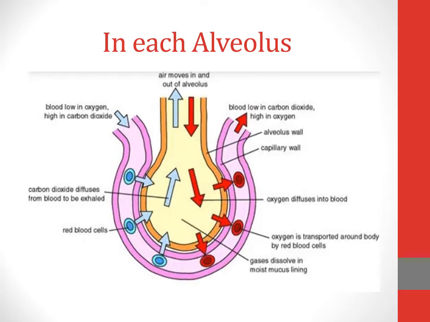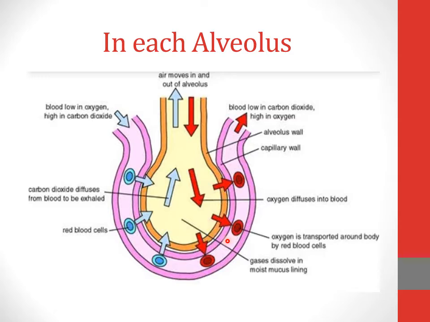Here is another document which shows that the air moves in and out of the alveolus. The blood found in the capillary around the alveolus is rich in carbon dioxide, which diffuses from the medium of high pressure to the medium of low pressure, that is from the blood into the alveolar sac. And the air here in the alveolus is rich in oxygen, and the blood in the capillary is poor in oxygen. So oxygen diffuses from the alveolus into the blood capillaries from the medium of high pressure to the medium of low pressure.